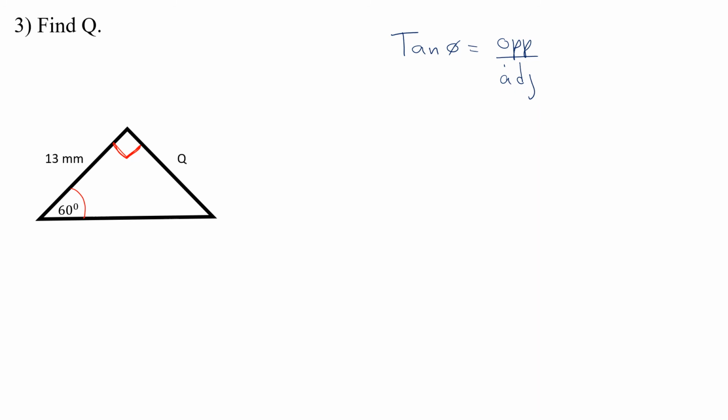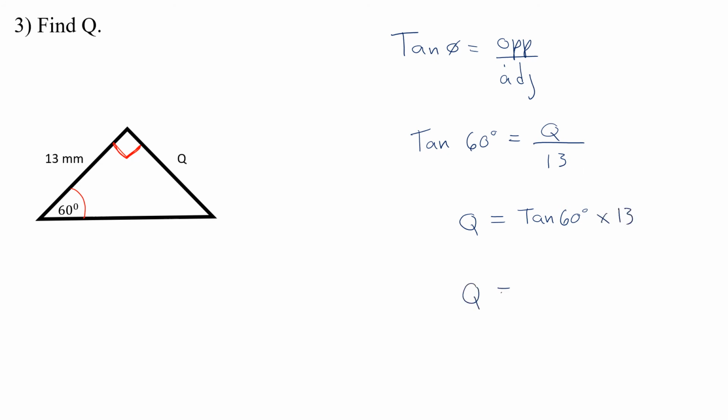And here we know the opposite. In this case, the opposite is Q. And we know that theta is 60. Good. So let's just replace those values. So we have tan of 60 degrees is equal to the opposite, which is unknown in this case, Q, divided by the adjacent, which we're given as 13 millimeters. And here to find Q, we just cross multiply the 13 to make Q the subject of the formula. So that will be tan 60 degrees multiplied by 13.